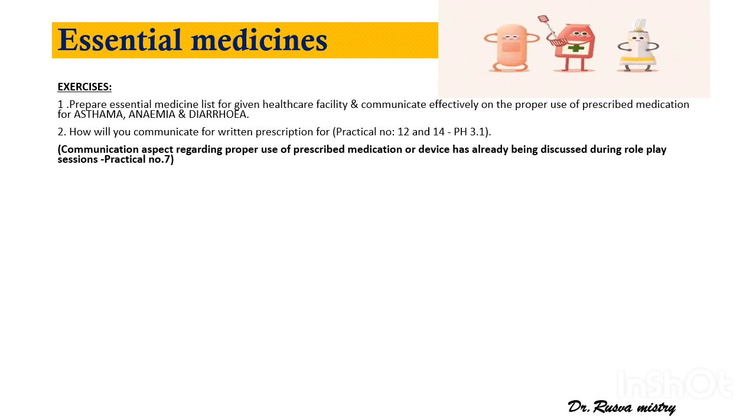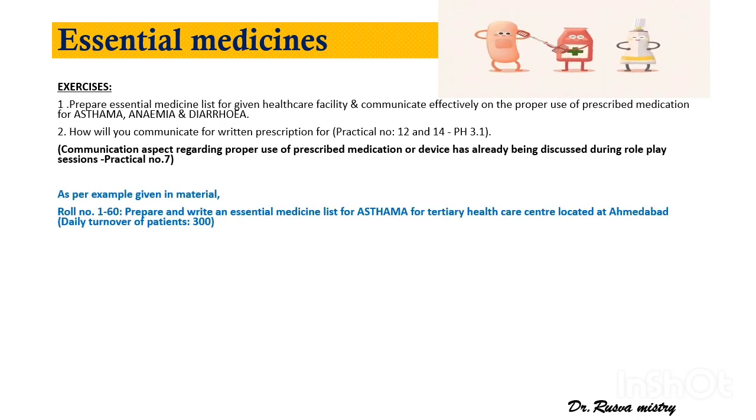First exercise is to prepare an essential medicine list for a given healthcare facility and communicate effectively on proper use of prescribed medication for asthma, anemia and diarrhea. And second, how will you communicate for written prescription of practical number 12 and 14? But in this practical, you will have to just prepare an essential medicine list. The communication part we have already discussed during role play sessions in practical number 7. So here, roll number 1 to 60.